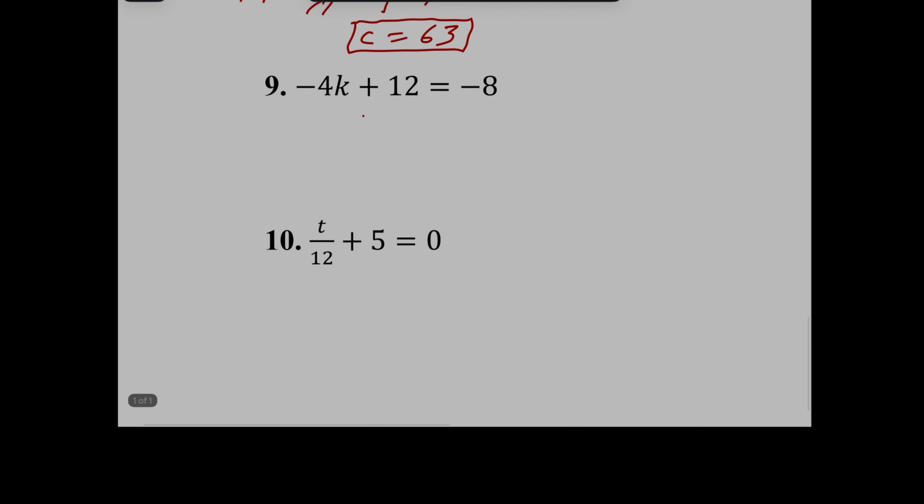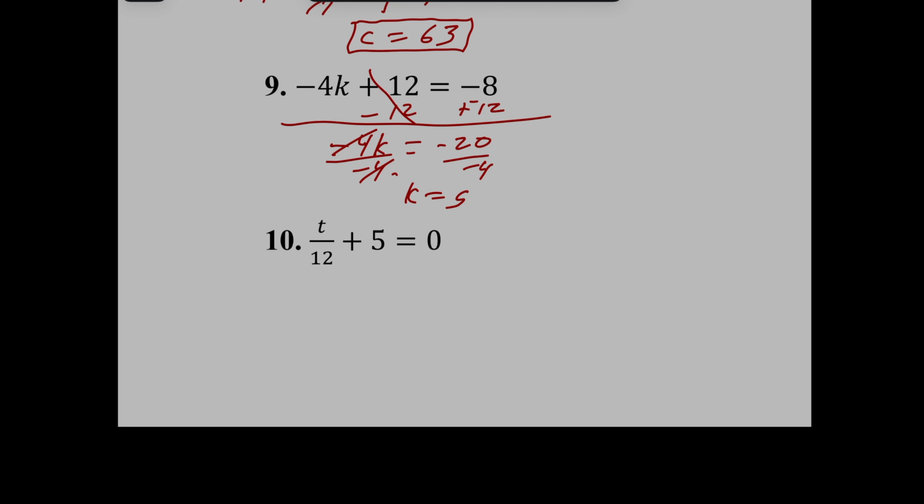Now, we're going to do some problems later on in the chapter where we're going to have the variable on the right. And that freaks some people out every once in a while, but it shouldn't. It doesn't matter if the variable is on the left or the right. The process is still the same. Okay? Boom, boom. K equals 5.